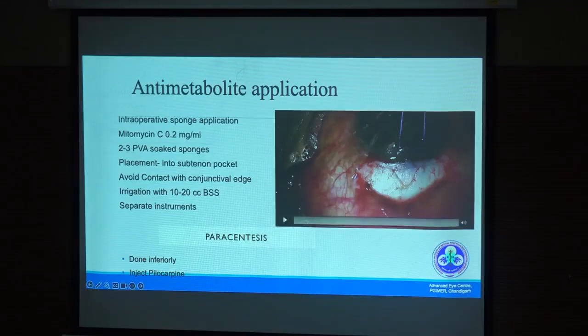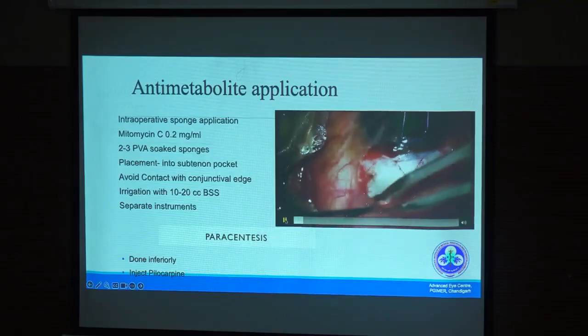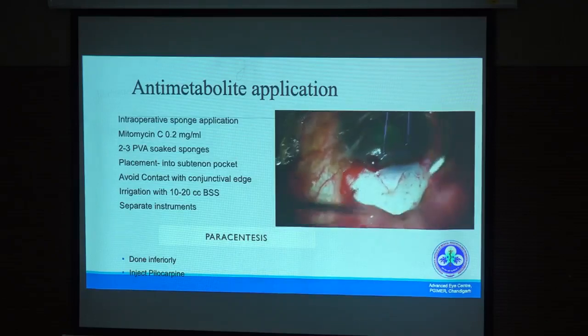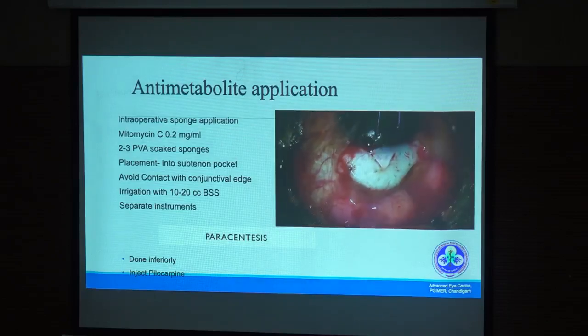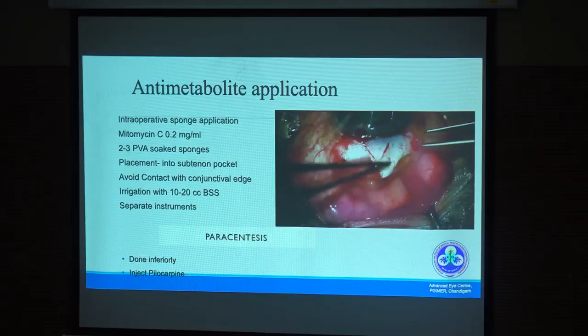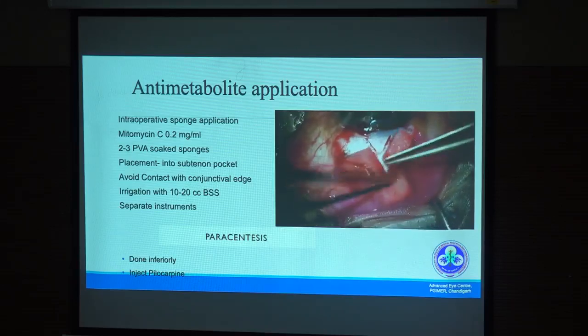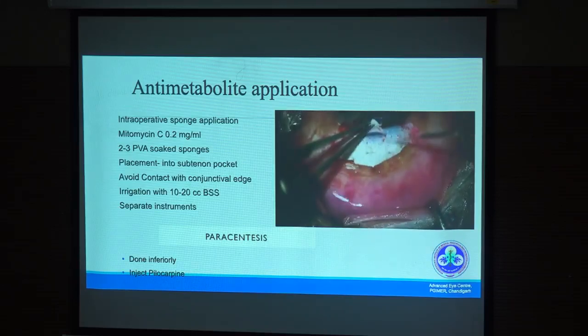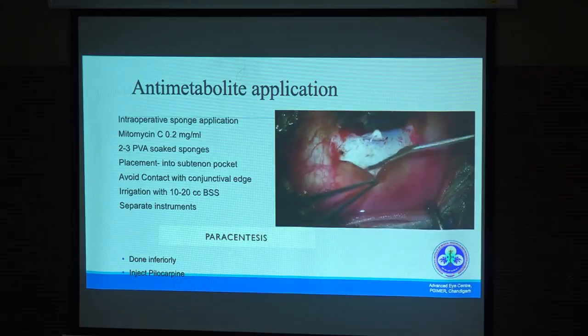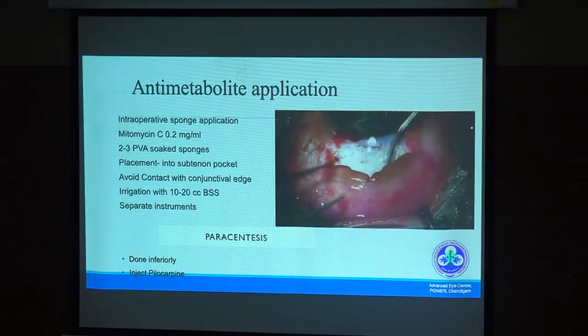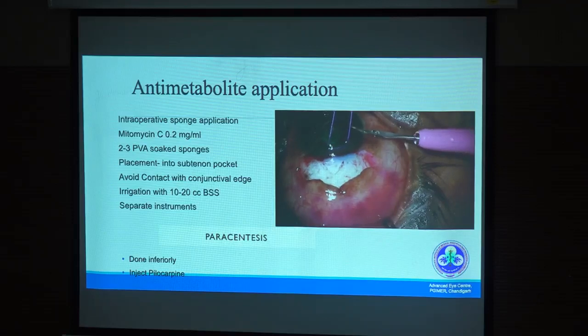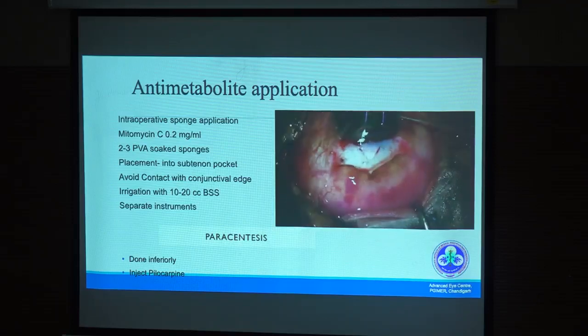Of course the anti-metabolite, that is the MMC. The sponge application of MMC is the most common way of applying an anti-metabolite. Use 1 millimeter cut scleral sponges soaked with mitomycin C. You should count the number of sponges you applied, otherwise sometimes you will get confused. Sometimes you can miss a sponge, which will cause necrosis of the sclera.